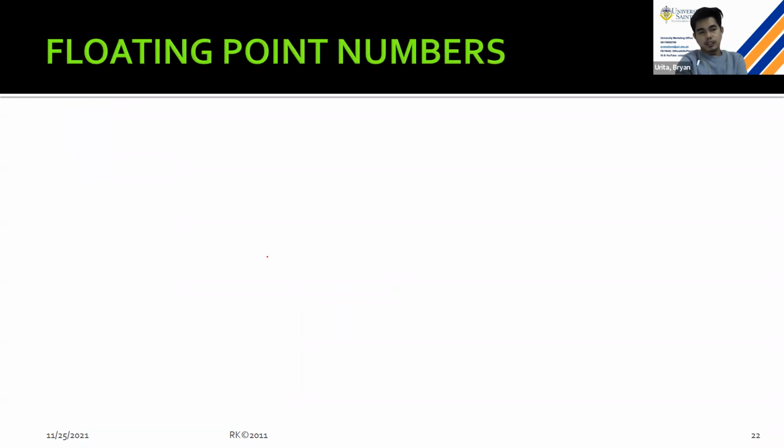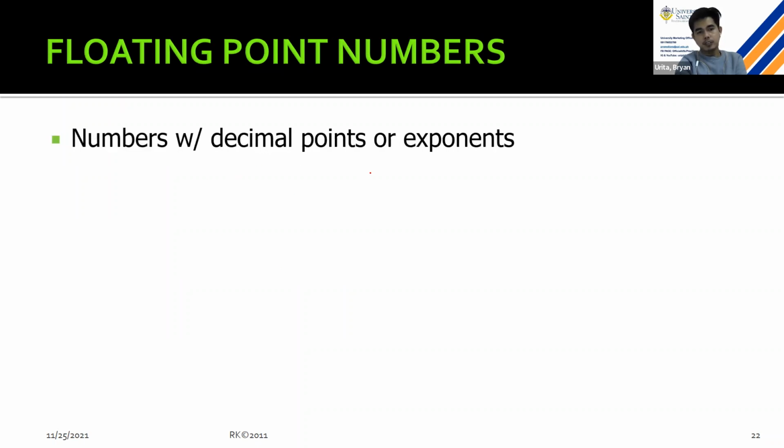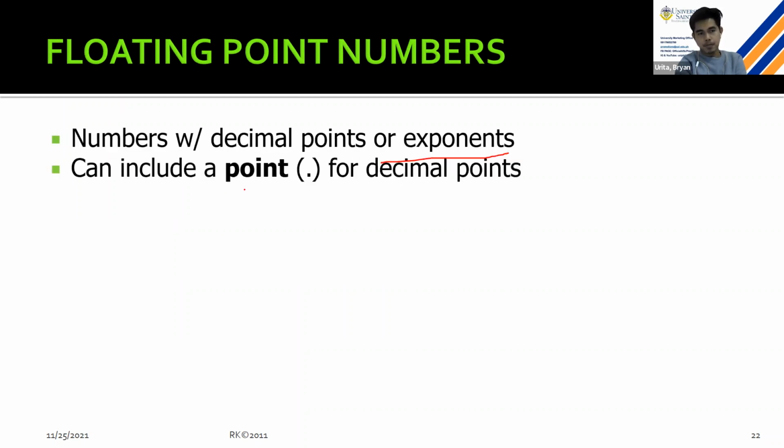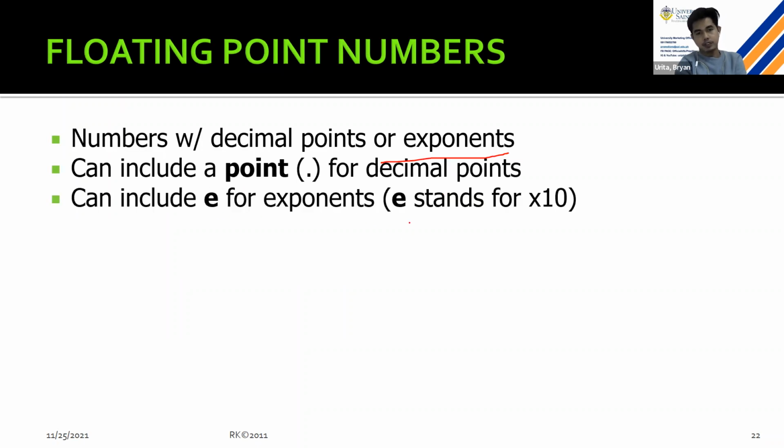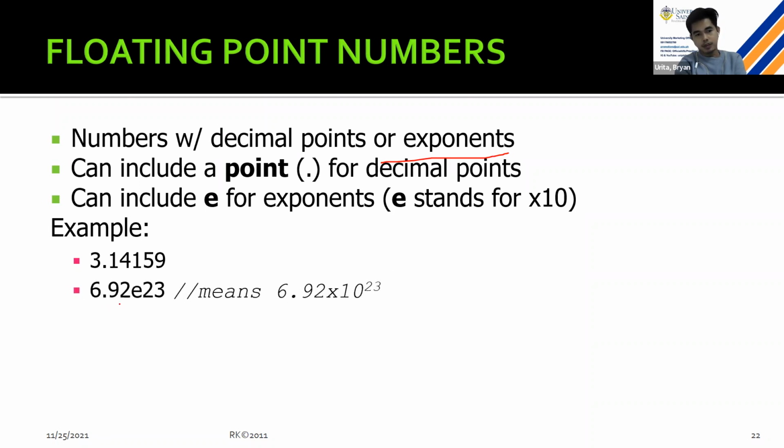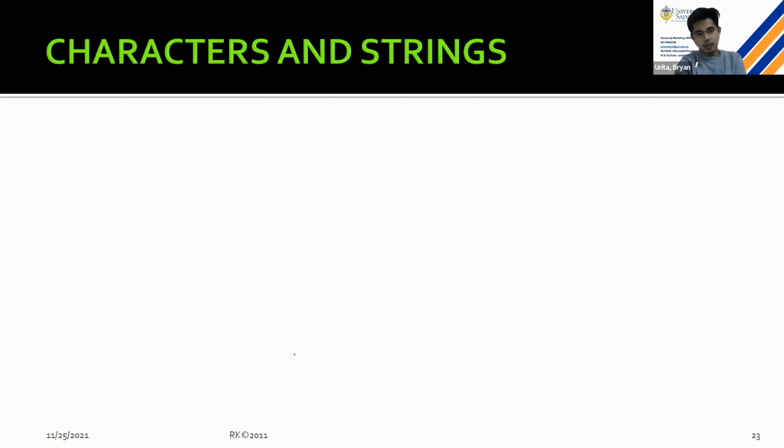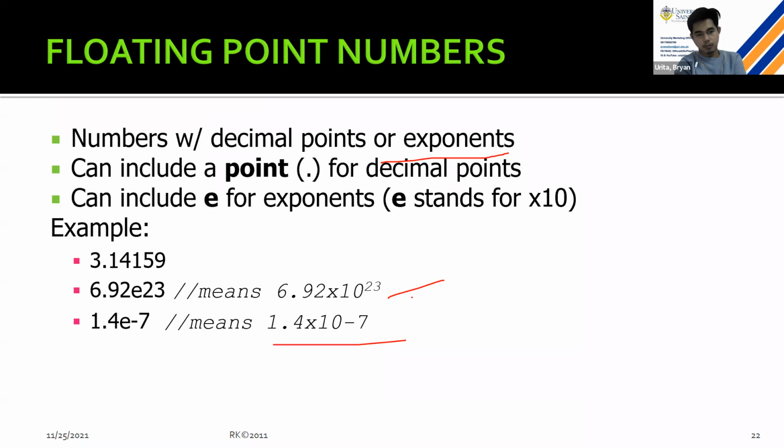Floating point numbers. We also have numbers with decimal points or exponents. You can include point for decimal points and e for exponents. That is also applicable in our scientific calculators. Example, 3.14159 is the constant for pi. Yeah, this is 6.92 exponent 23. I don't know what's that constant. 1.4 e raised to 7. Okay, this is the meaning. Okay, so these are floating point numbers.